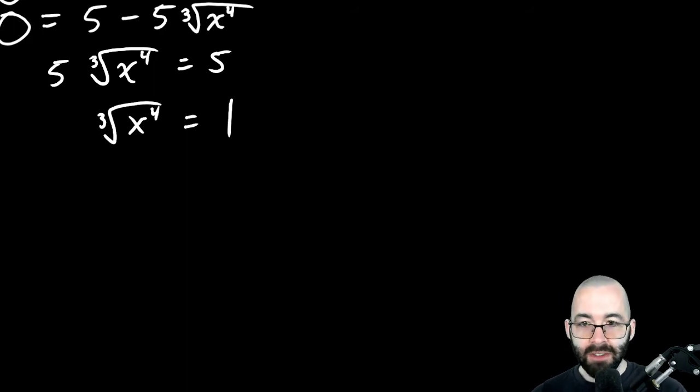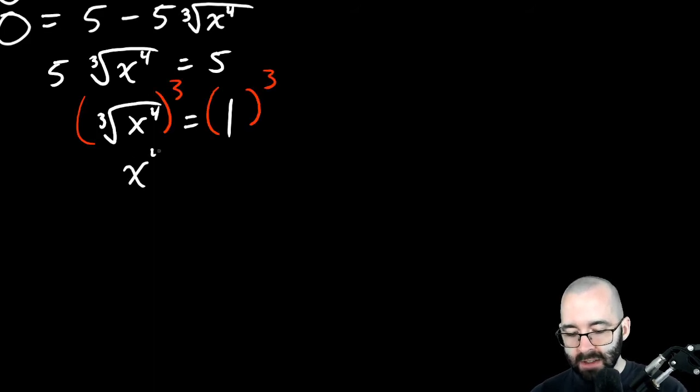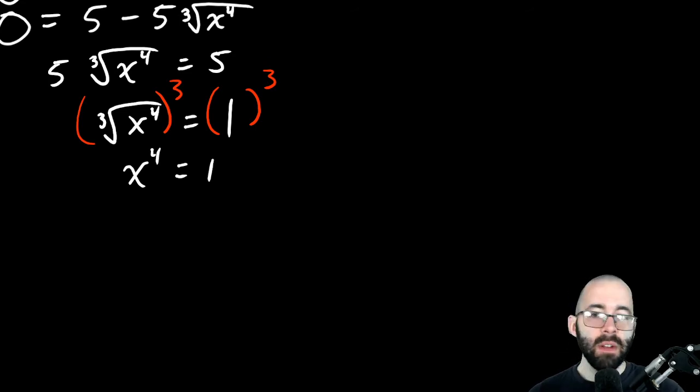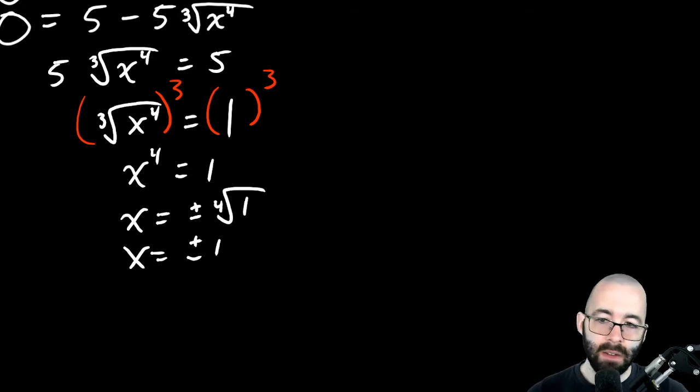Divide both sides by 5. We can cube both sides now. That's going to give us x to the 4th is equal to 1. And now take the 4th root of both sides, and because it is even, we're going to get plus or minus the 4th root of 1. We're going to get plus or minus 1.